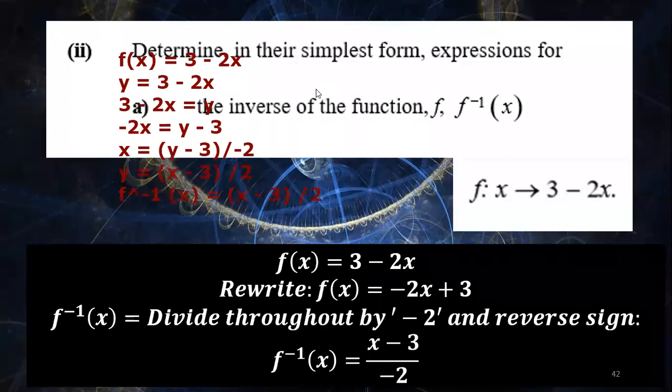Any questions there? If you can kind of see it, this is the y minus 3 over negative 2. This should have been negative 2 here, and this is negative 2 here. So f inverse of x is going to be x minus 3 over negative 2, which is the exact same thing as this. Okay? In the exam, choose the method that you're most comfortable with. That's the best way to go.